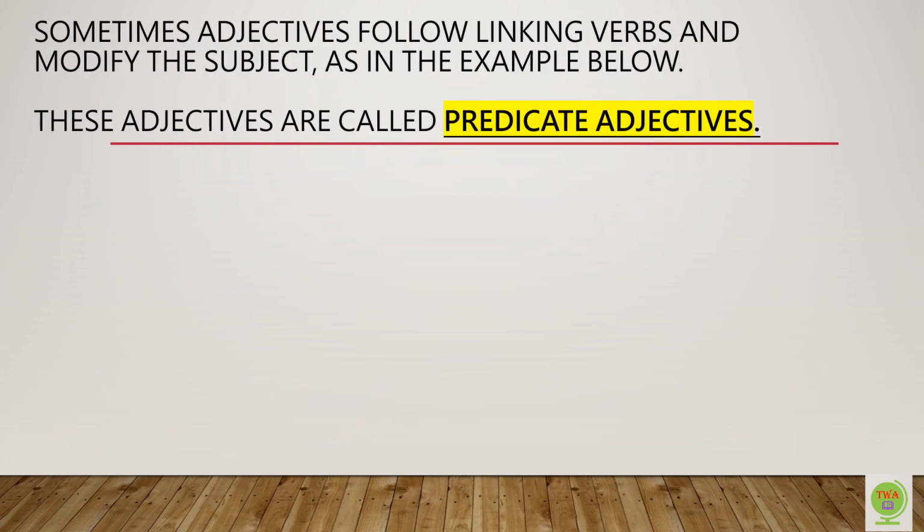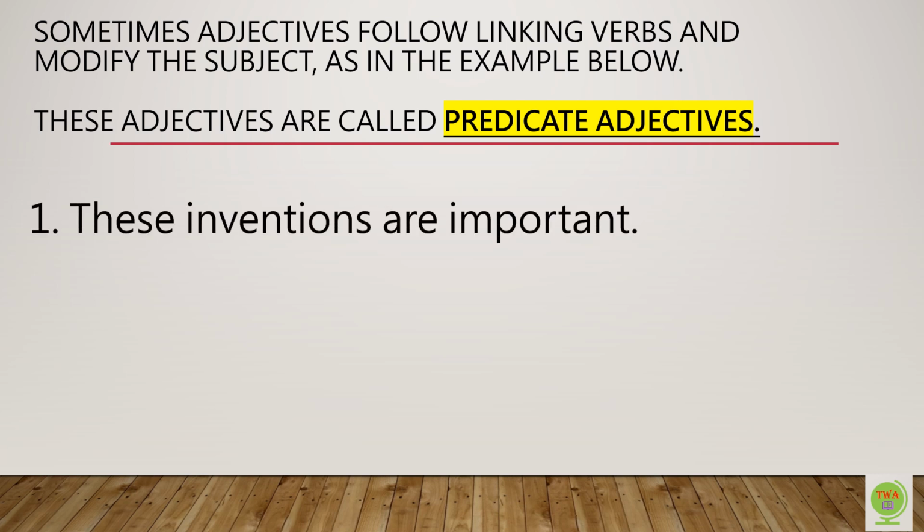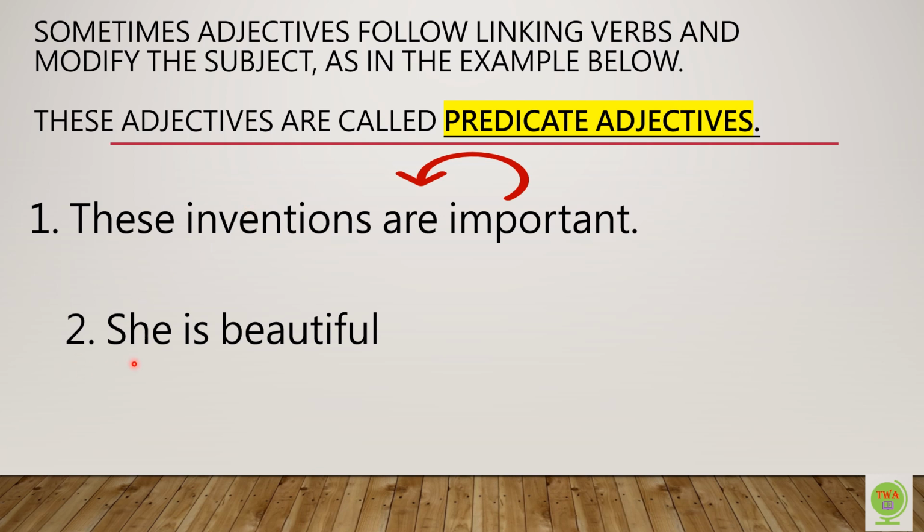Sometimes adjectives follow linking verbs and modify the subject, as in the examples below. These adjectives are called predicate adjectives. Number 1, we have an example here. These inventions are important. Are here is our linking verb and important is our predicate adjective that describes the inventions. Number 2, we have here, she is beautiful. Is here is our linking verb and beautiful is our predicate adjective that describes how beautiful she is.